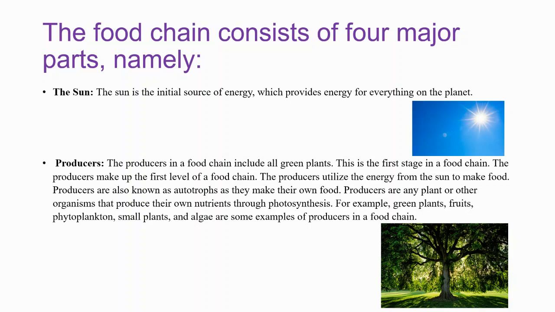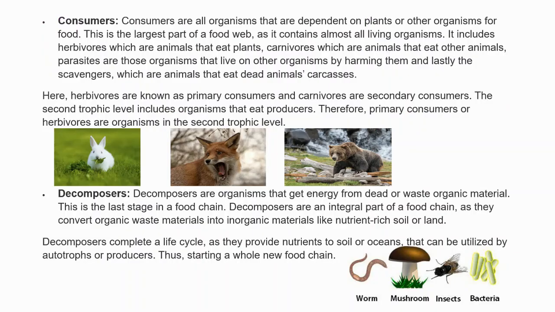The producers utilize the energy from the sun to make food. Producers are also known as autotrophs as they make their own food. Producers are any plant or other organism that produces its own nutrients through photosynthesis. For example, green plants, fruits, phytoplankton, small plants, and algae are some of the examples of producers in a food chain. Next comes the consumers.